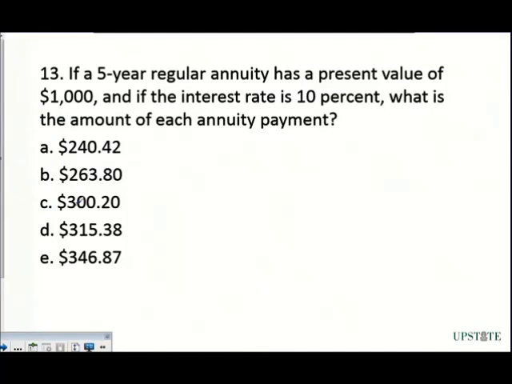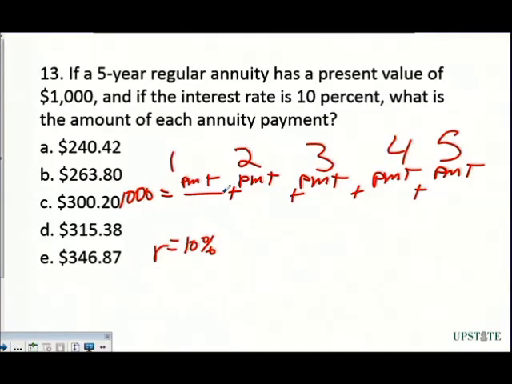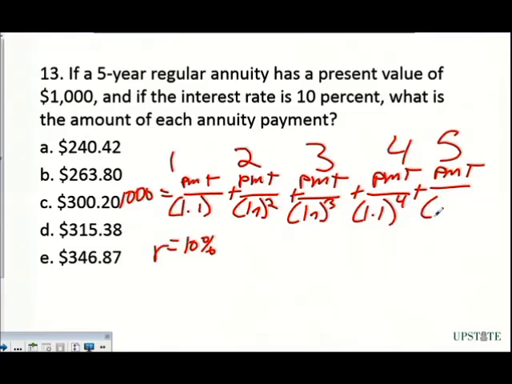You have a 5-year regular annuity. We would sketch this out 1, 2, 3, 4, 5. It has a present value of $1,000, and the interest rate is 10, so we have an R of 10%. What's the amount of each payment? So we have payment, payment, payment. Then we go 1.1, 1.1 squared, 1.1 to the third, 1.1 to the fourth, 1.1 to the fifth, and then we solve for the payment.